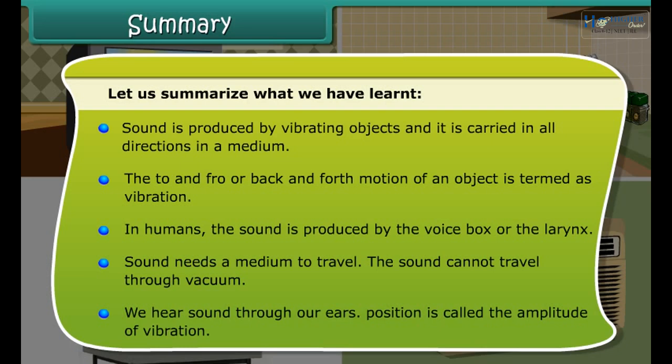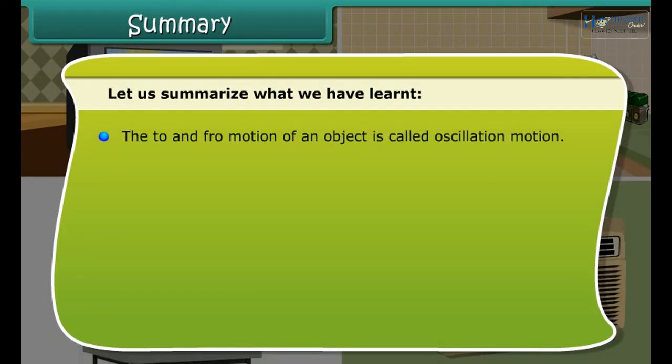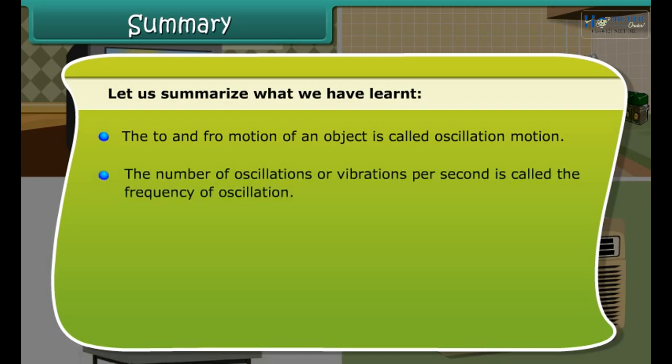We hear sound through our ears. Position is called the amplitude of vibration. The to and fro motion of an object is called oscillatory motion. The number of oscillations or vibrations per second is called the frequency of oscillation. The frequency of a body is expressed in hertz.